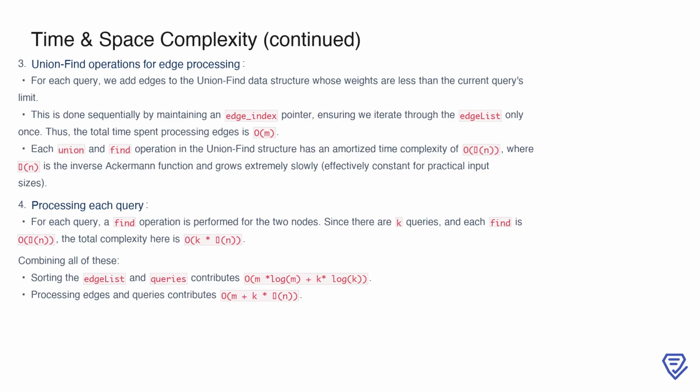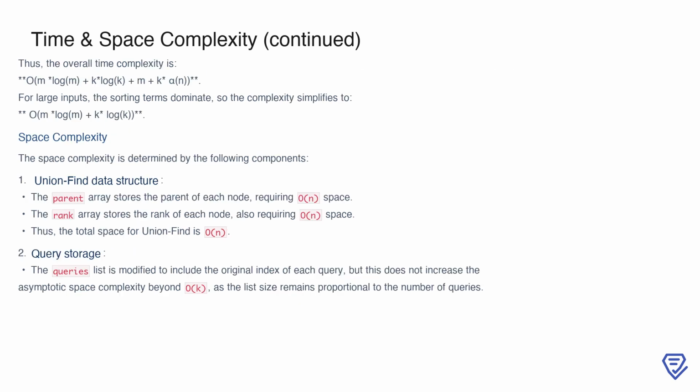Combining these results gives us a total time complexity of O(m * log m + k * log k) for sorting, and O((m + k) * alpha(n)) for edge and query processing. When we combine all the components, the overall time complexity is expressed as O(m * log m + k * log k + (m + k) * alpha(n)). However, for large inputs, the sorting terms dominate, so the complexity simplifies to O(m * log m + k * log k).